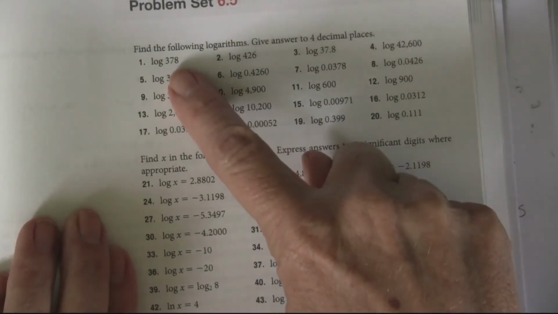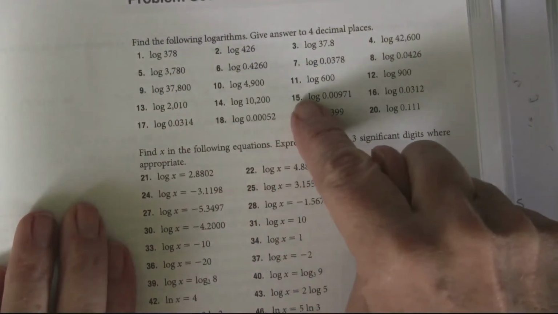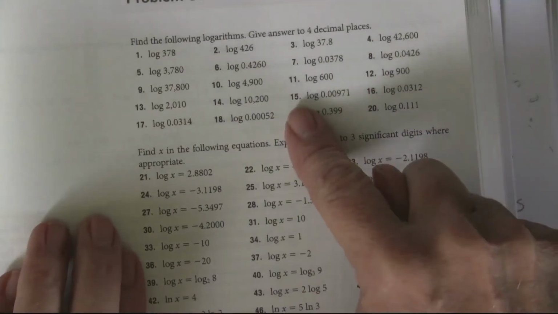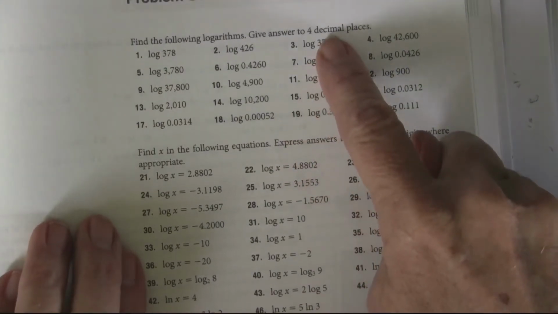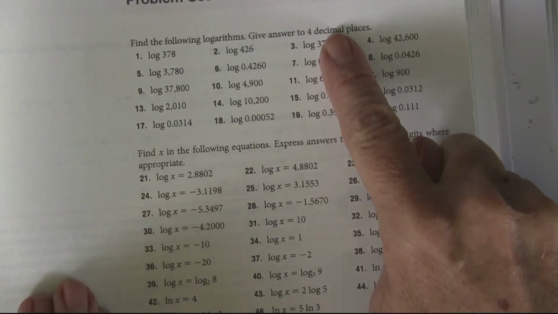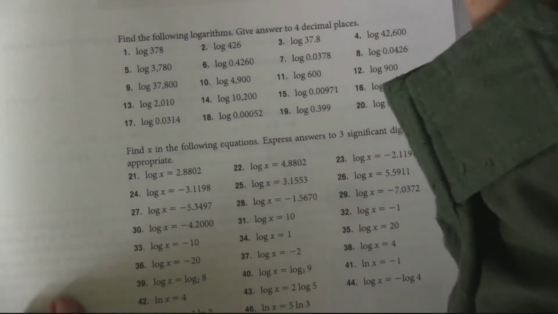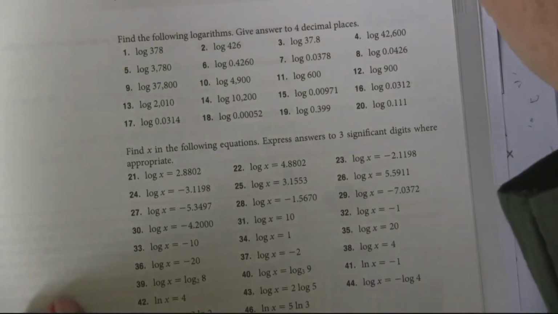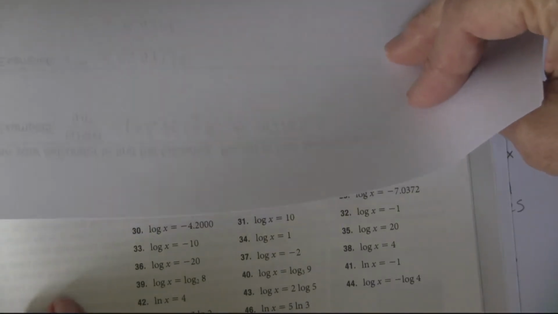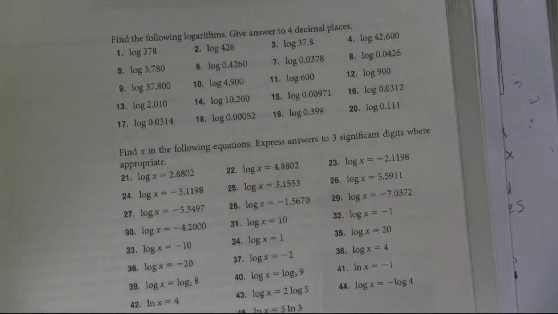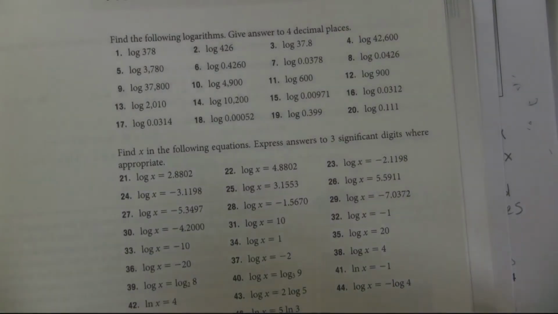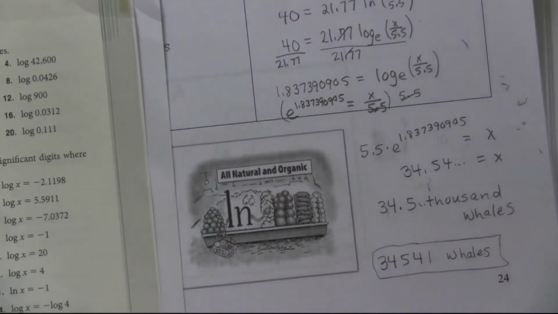So just pushing in log, right? The log base 10 key, and give our answer to 4 decimal places. We practiced that. Oh, I didn't practice any of these. So let's try some of them. I don't know why I didn't have any of those on my sheet. So we're going to try a few of them. I'm going to write on the back here.